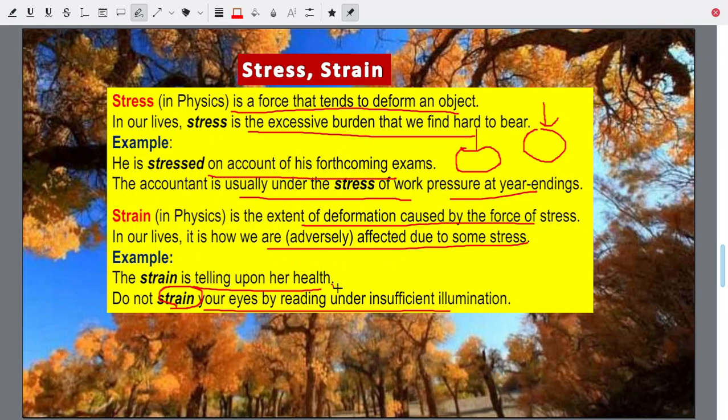Strain is how much it is deformed or what is the extent of deterioration, and stress is the force that puts strain on you.